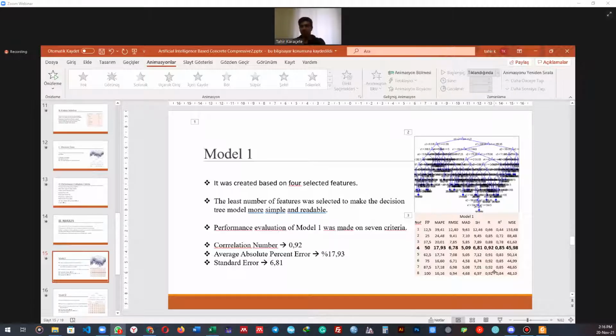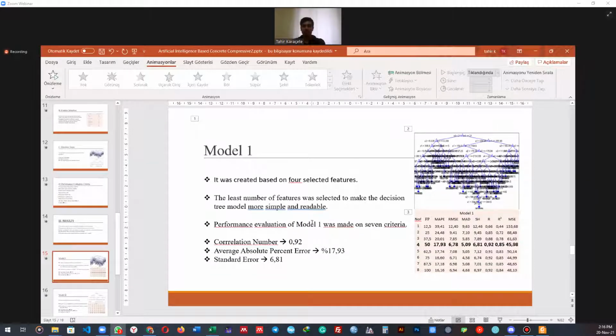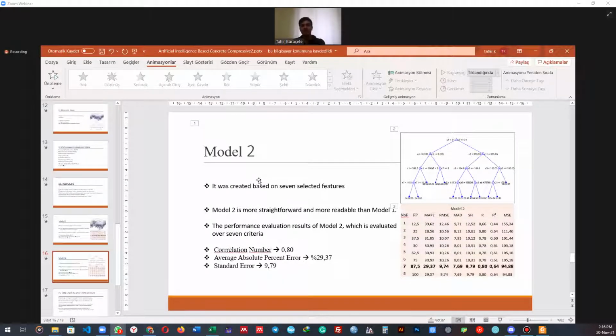We select these features. And the performance evaluation of model 1 was made on 7 criteria. I see correlation number 0.92, average absolute percent error 17.93, and standard error 6.81 here. And the other criteria you can see here, there are 7 criteria. Model 2 was created based on 7 selected features.